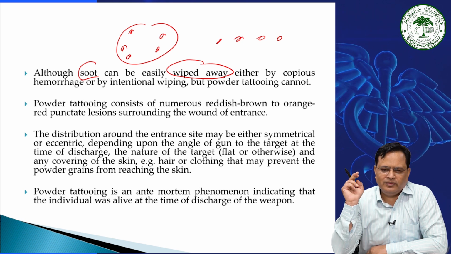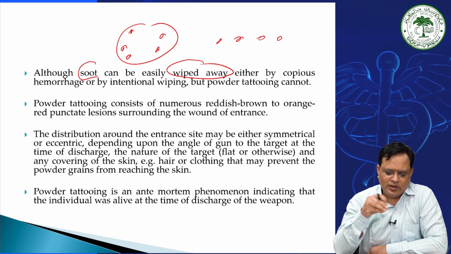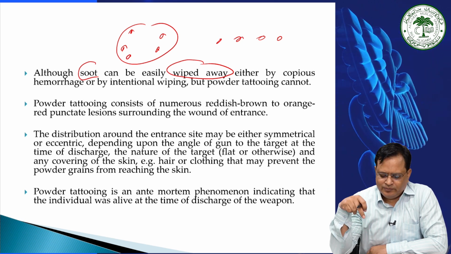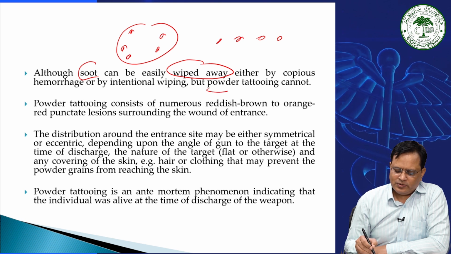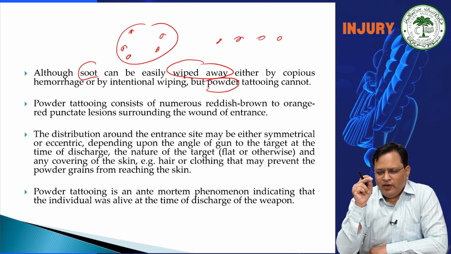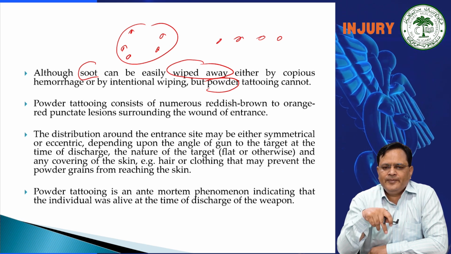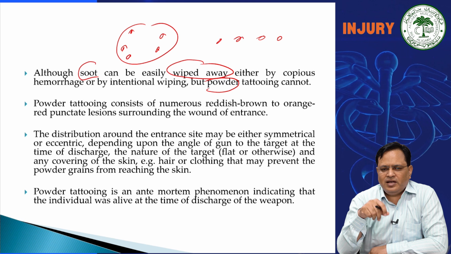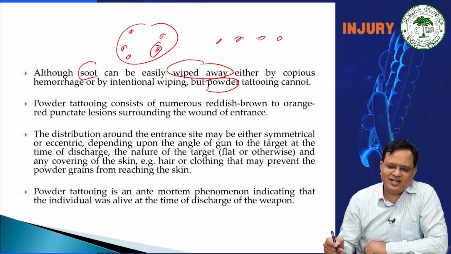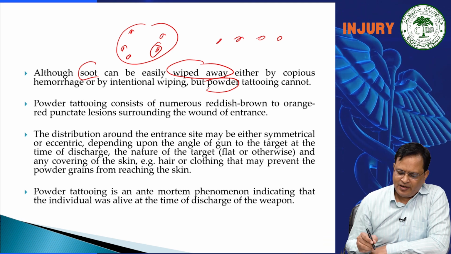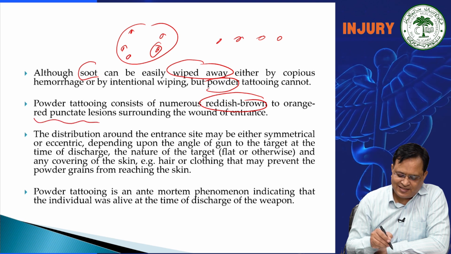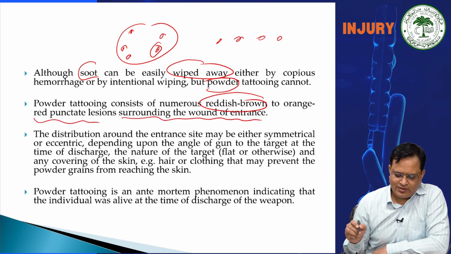Soot, which is a blackish, very fine powder, can be wiped out. But the powder tattooing is very coarse in nature. It can travel, and if it strikes the tissue, it gets embedded and causes minor injuries and inflammation around it. So we can say that it is an antemortem phenomenon. There is a reddish brown appearance, and orange red punctate lesions surrounding the wound or the entrance.